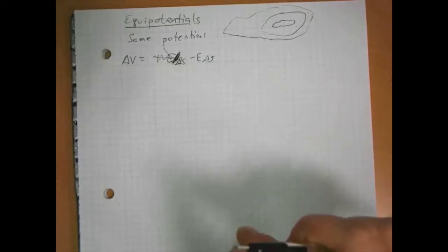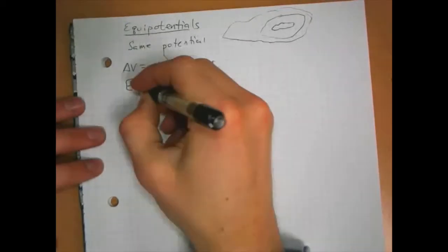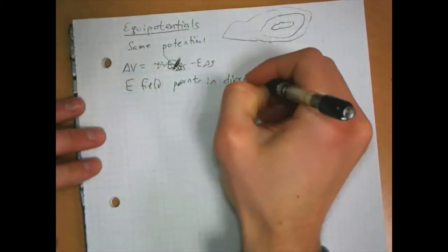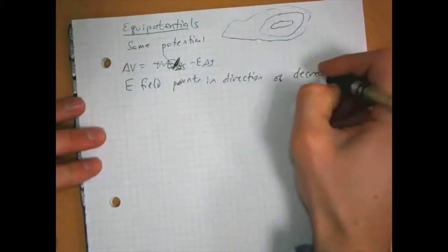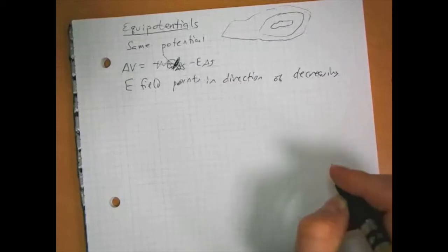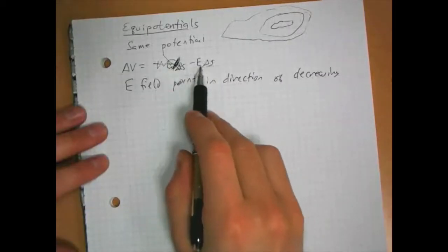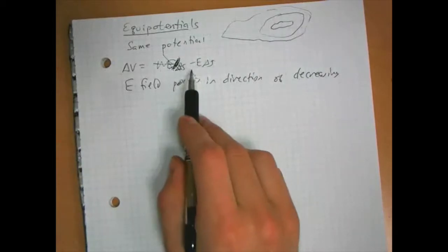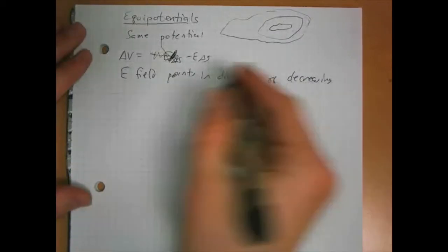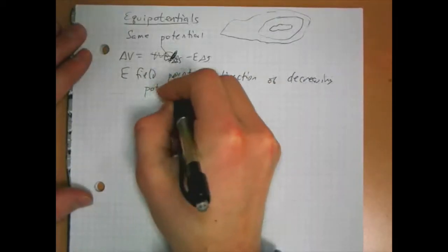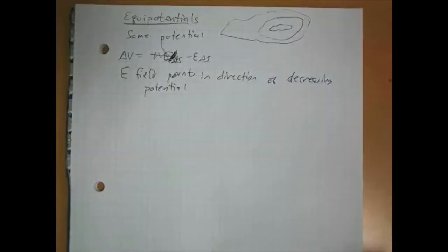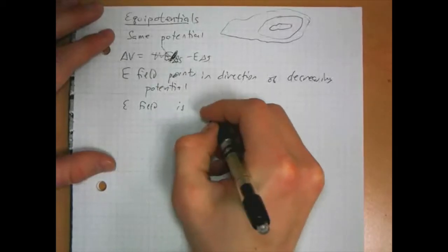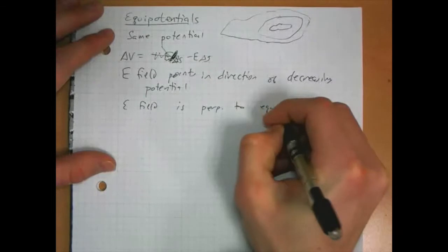The E field, we kind of already know this. The E field points in the direction of decreasing potential. We know that delta S is positive in the direction of the electric field, and therefore if we have a positive delta S, then we wind up with a negative change in potential. And I just realized I didn't write the word potential. So the E field points in the direction of decreasing potential, and as I said, the electric field is perpendicular to equipotentials.